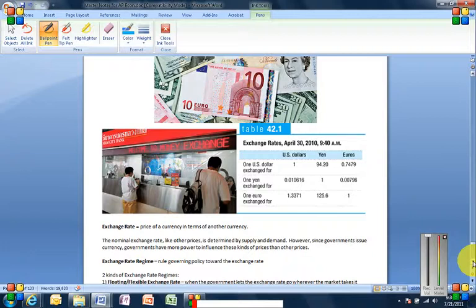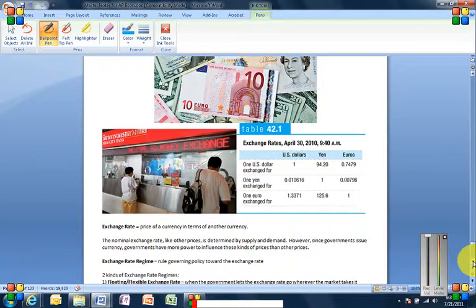However, since governments issue currency, governments have more power to influence these kinds of markets and these prices than other prices. But just think of exchange rates or markets where people go to buy and sell currency, like other markets, markets for eyeglasses, markets for legal services, and so forth.